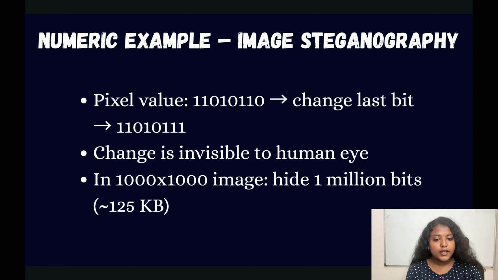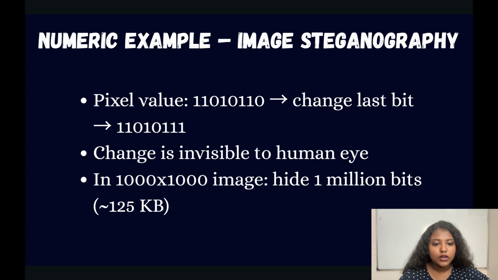Let me give you a quick numeric demonstration. Imagine a pixel value of 110101110. If I change the last bit, it becomes 11010111. To your eye, the color is identical, but for me, I've just hidden a bit of secret information. Now imagine a 1000 cross 1000 image that's 1 million pixels, meaning I could hide roughly 1 million bits or about 125 kilobytes of hidden data in just one image.